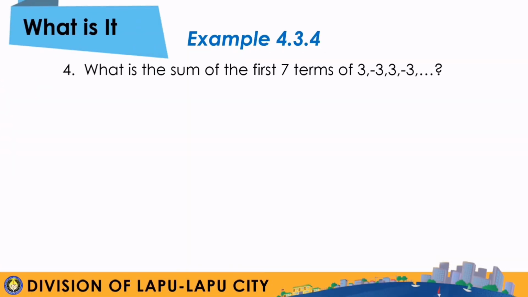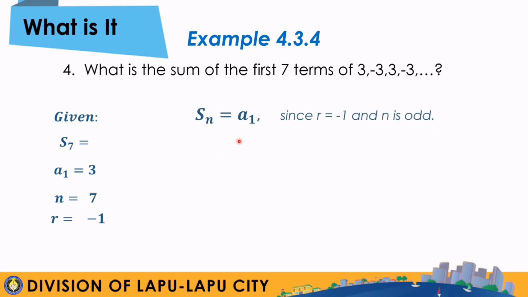Example number 4, this is pretty much similar with the previous example. Here, we are going to get the sum of the first 7 terms of this sequence. So, again, we are solving for the sum of the first 7 terms. The first term here is positive 3. The number of terms is 7, and our common ratio is still negative 1. So, the shortcut formula for this is S sub n is equal to, the answer is your first term. So this is only used if your common ratio is negative 1 and your n is an odd number. Now let me show you how we come up with the first term as your answer.